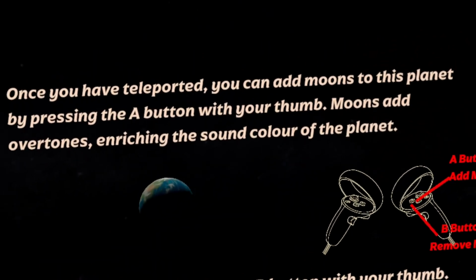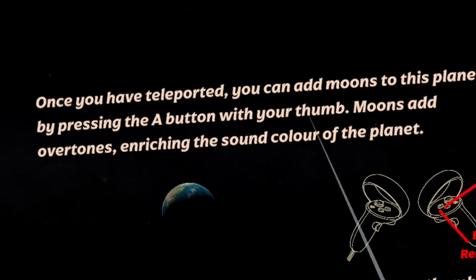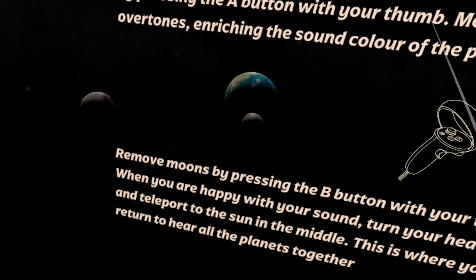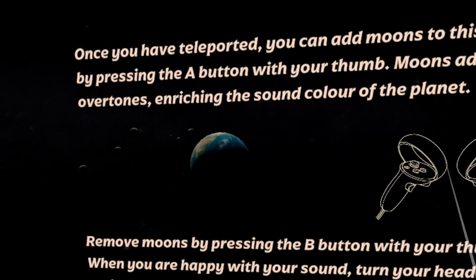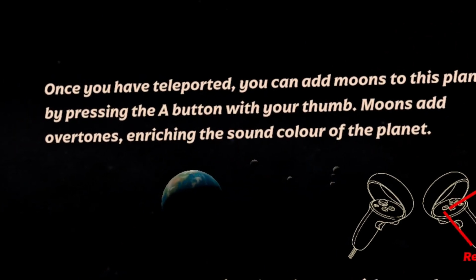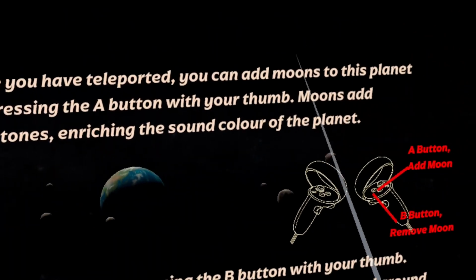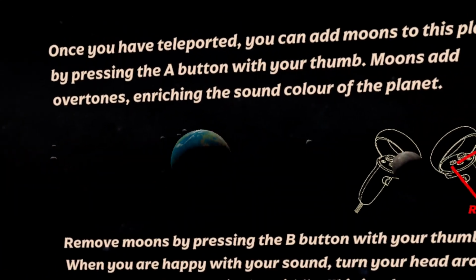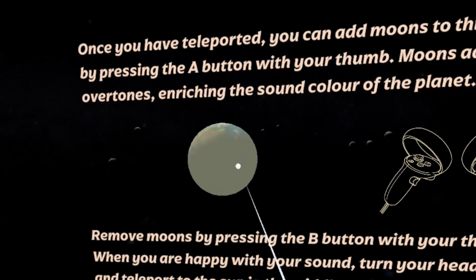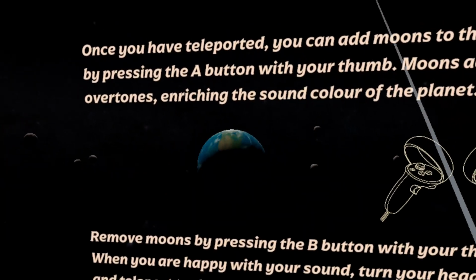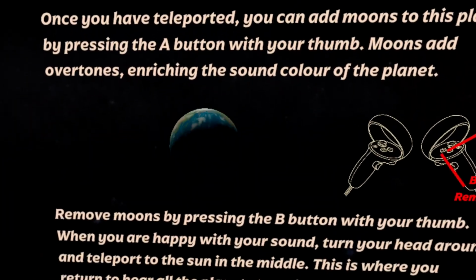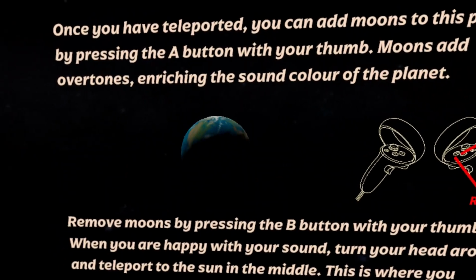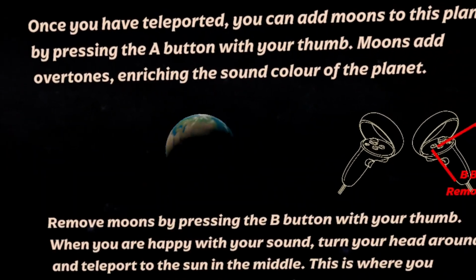Once we've teleported, we can add moons to this planet by pressing the A button. And as you can hear there, the sound, color, or timbre of the planet is changing as we add more moons. Let's spin it a little bit, maybe make it bigger, and if we press B, we can then remove moons again if we want to return back to the fundamental tone of the planet.